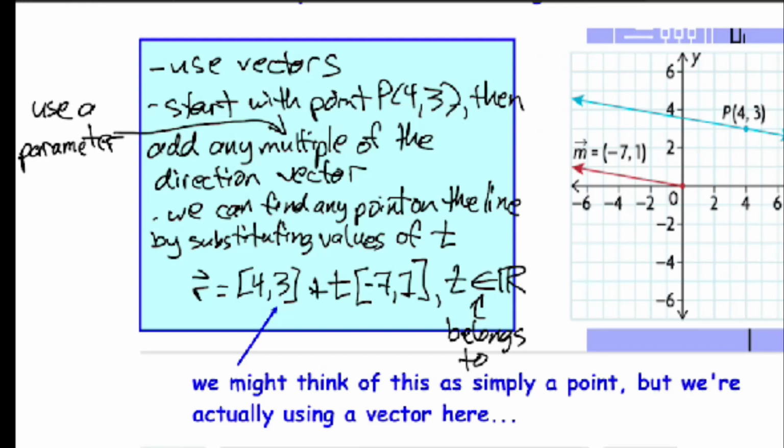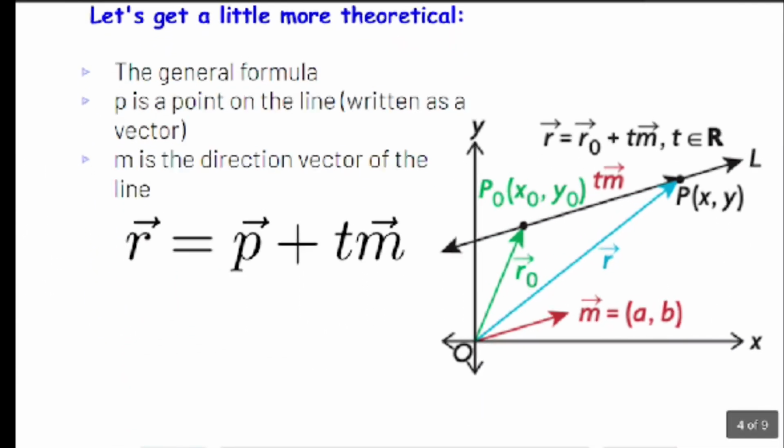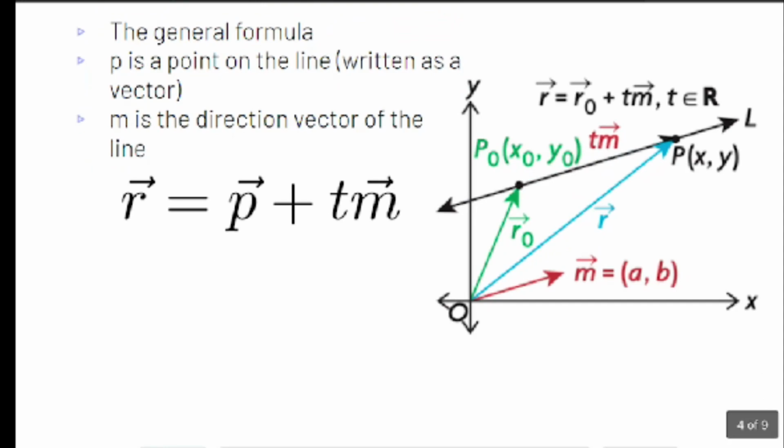Question: how can this resultant vector define every single point on our line? Well, let's get a little more theoretical. We have the general formula here. My vector r is defined by p, which is a point on the line written as a vector, and m is the direction vector of the line.